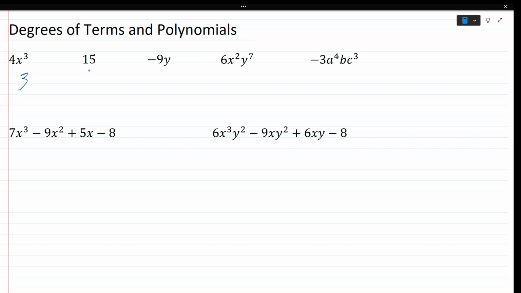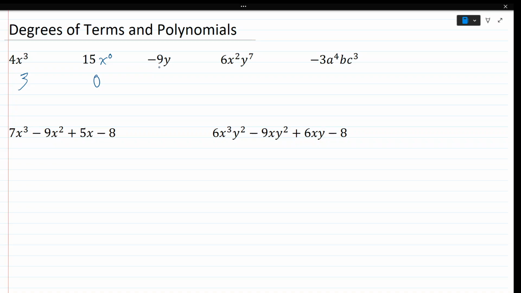If it's just a constant, like 15, we can always think of that as a constant times x to the 0. Because remember, x to the 0 would be 1, so 15 times 1 would just be 15. So in that case, the degree of that constant is 0, because that's the exponent. That's the degree of any constant.